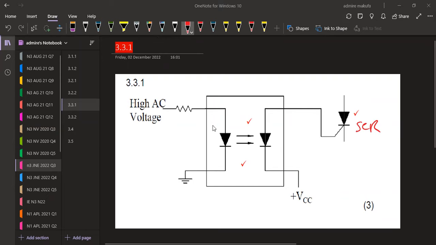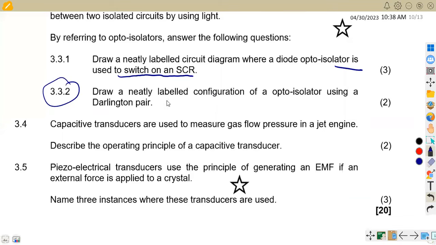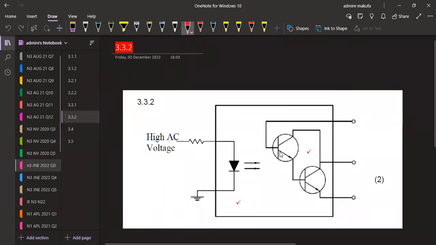All right, then the other part, we are now given to draw a neat labeled configuration of an optoisolator using a Darlington pair. What are we going to have if you are using a Darlington pair? So a Darlington pair, these are two transistors which are connected in this manner. So that is what you're going to have on this Darlington pair.